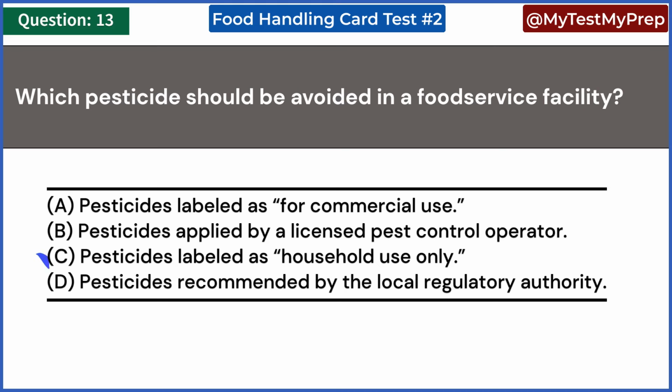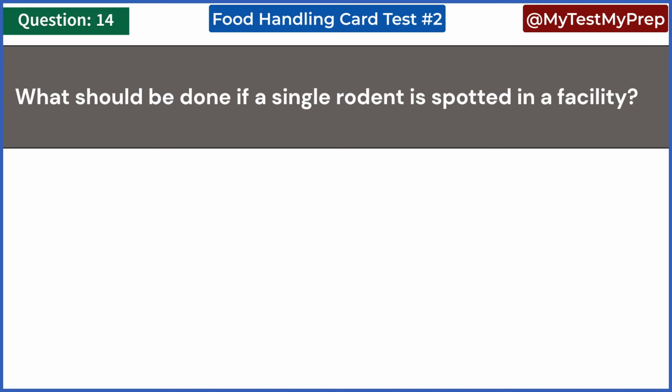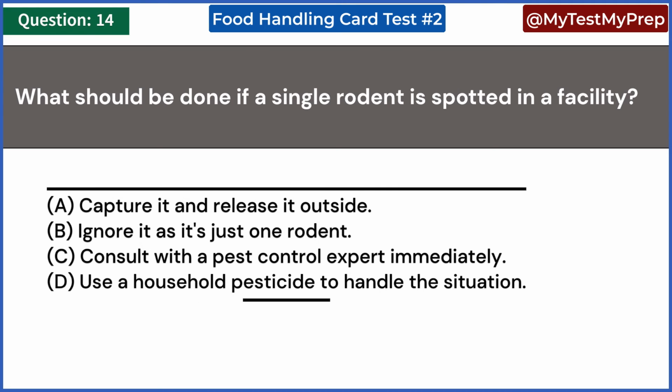Answer C. Pesticides labeled as household use only. What should be done if a single rodent is spotted in a facility? A. Capture it and release it outside. B. Ignore it as it's just one rodent. C. Consult with a pest control expert immediately. D. Use a household pesticide to handle the situation.